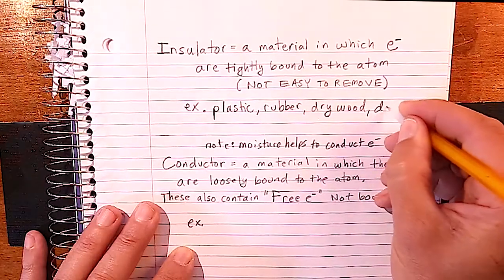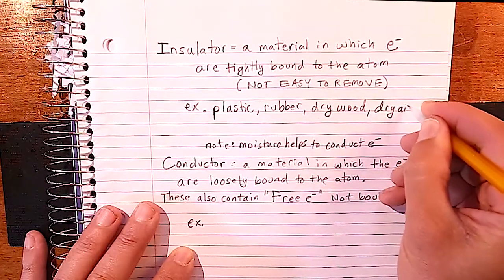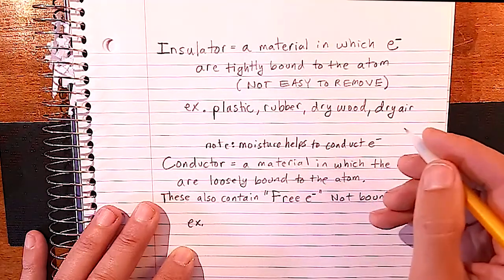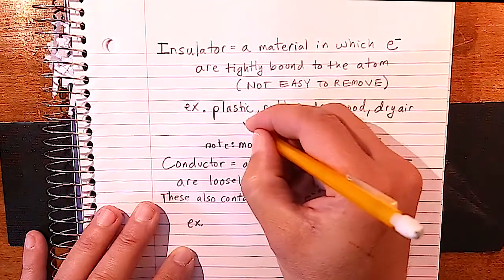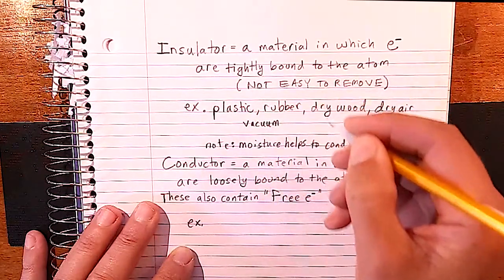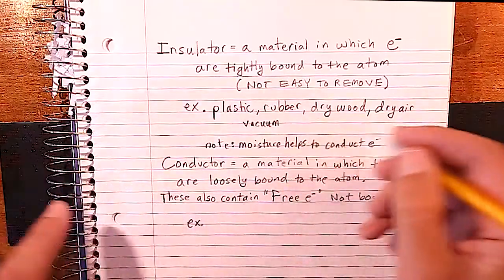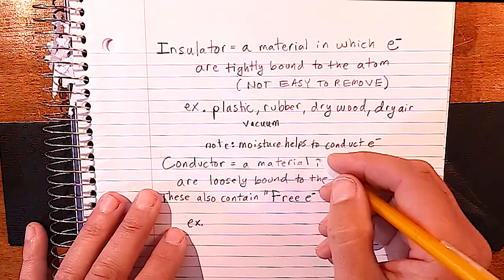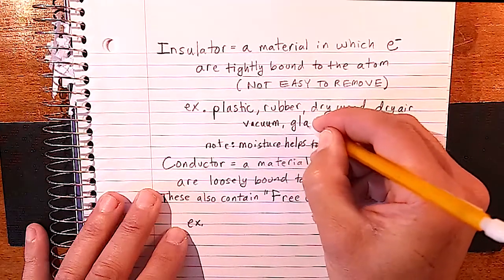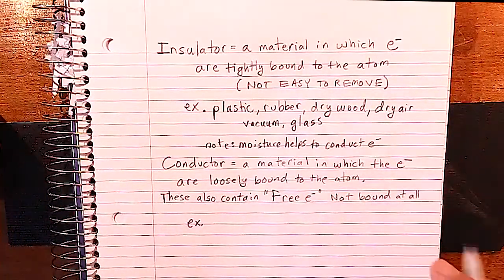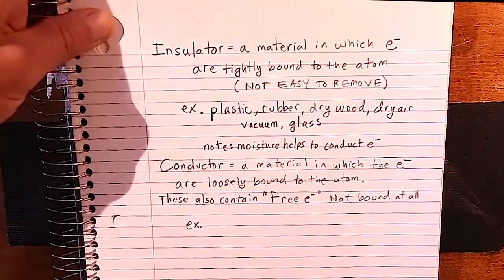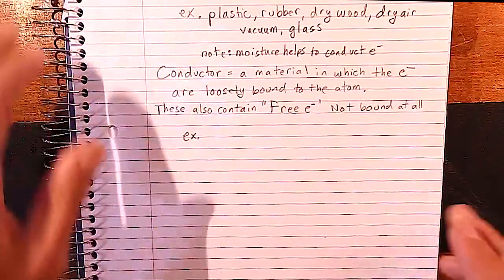Okay, the same thing is true for air. Dry air, if it's humid out, there's moisture in the air and it doesn't work as well as an insulator. A vacuum, which would just be empty space, sometimes double paned windows have the air sucked out to act as better insulators. And another good example is glass. Now, there's many more, but those are some of the main ones that you should have an idea of what they are.